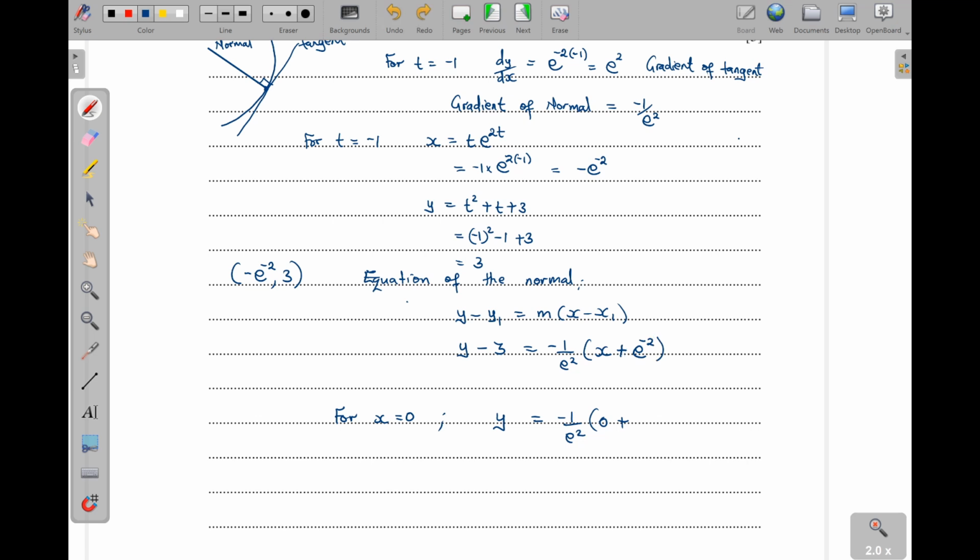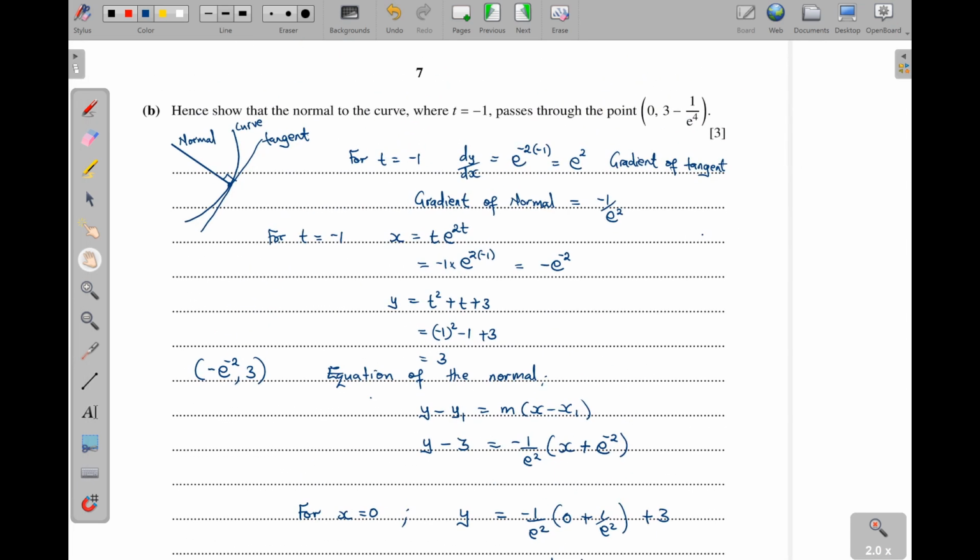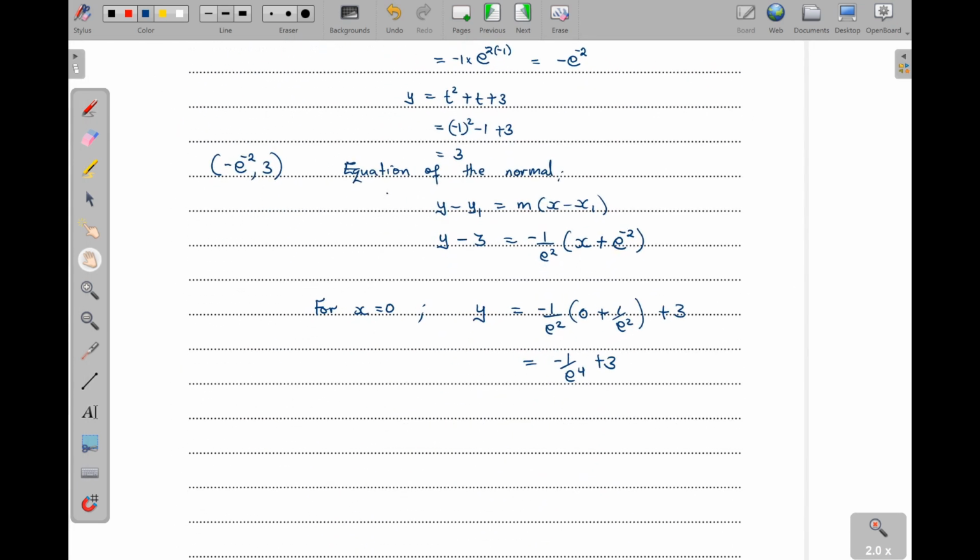So this and this, when we multiply, will give us negative 1 over e to the power of 4. The denominator multiplies with the denominator. And then plus 3. Actually, what you're seeing here is exactly what is here. If I write the positive first, that will be 3, then minus 1 over e to the power of 4.